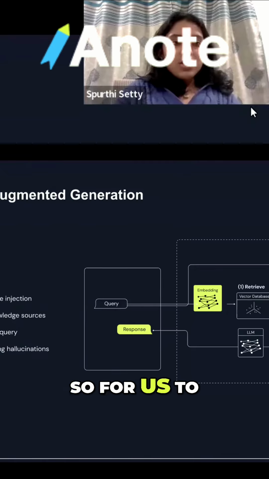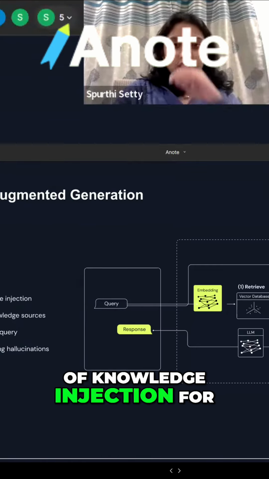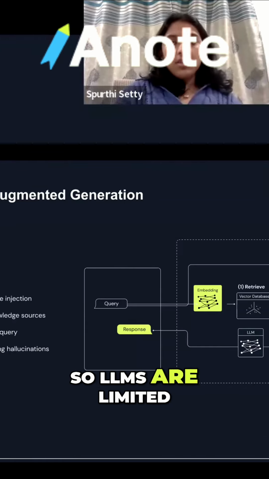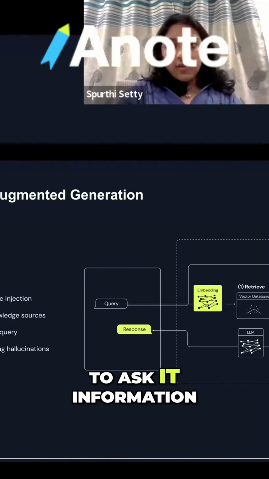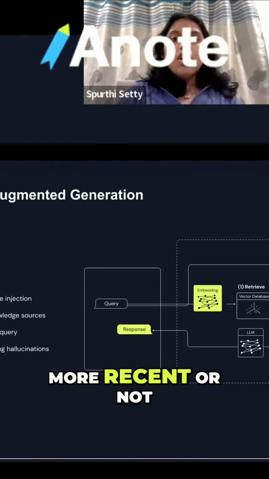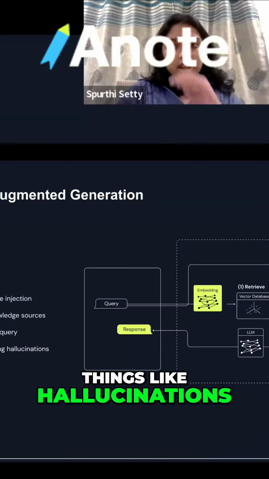So to explain what RAG is, it's basically a way of knowledge injection for large language models. LLMs are usually limited by their training data. So if you want to ask them about things that are more recent or not in their training data, they won't know it, and that can lead to things like hallucinations.